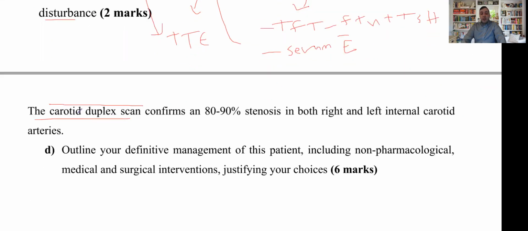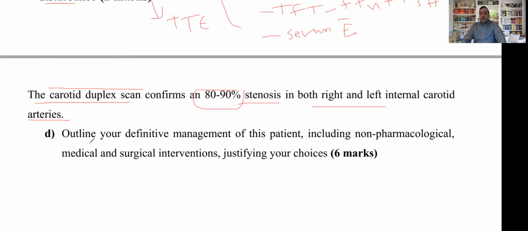So let's move on. The carotid duplex can confirm 80 to 90% stenosis in both the right and left internal carotid arteries. Outline your definitive management of this patient, including non-pharmacological, medical, and surgical intervention, and justify your choices. So here it's very important. You have to mention and answer the non-pharmacological approach, the medical approach, and the surgical intervention.